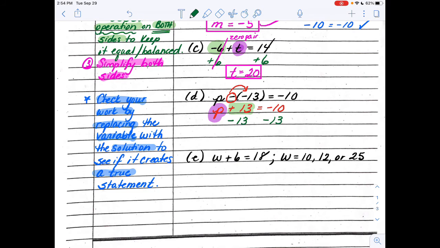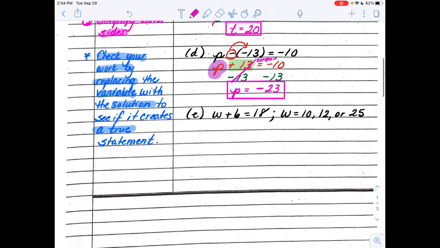And again, on both sides. Now when I go ahead and simplify, I have my zero pair because those are opposites. And I'm left with P equals, well, negative 10 and a negative 13. There's definitely more negatives than positives. They're on the same side, so I'm going to add them together and get P is equal to negative 23.